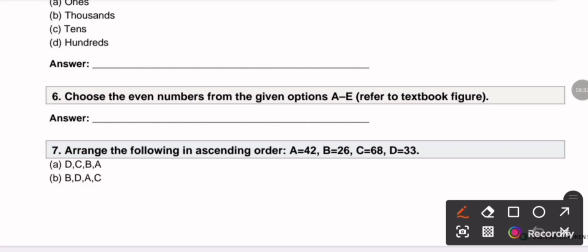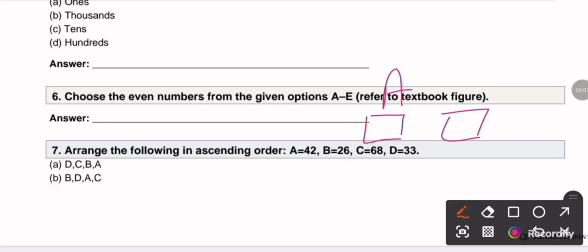Choose the even numbers from the given options A to E. Refer to the textbook. The figure is not here, so I am trying again. I am making a simple chart with boxes in which I have to put the numbers. Okay, so the sixth question.